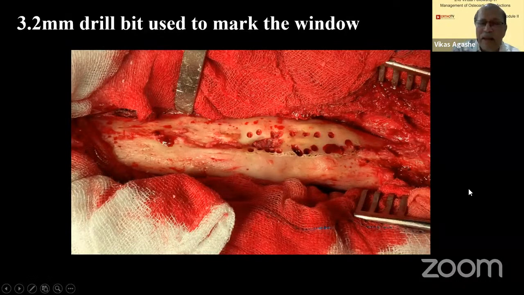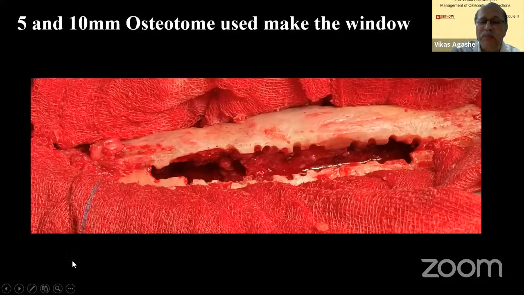So generally, multiple drill holes are drilled, which weakens the bone. Then first, both the ends are osteotomized, or those holes are connected using a 5 millimeter osteotome, and then the window is made by using a 10 millimeter osteotome.